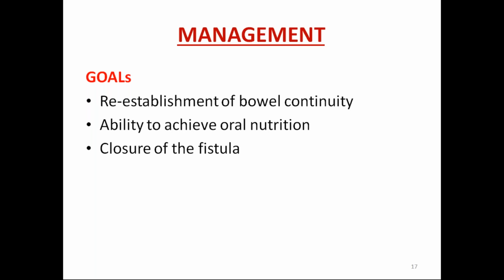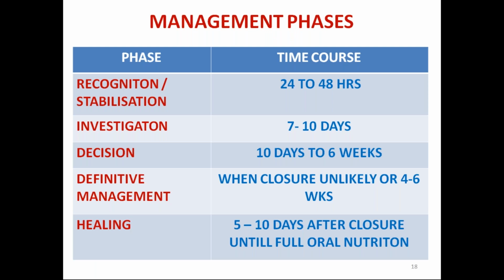So the ability to achieve oral nutrition. Sepsis and mostly the malnutrition should be achieved by oral route only. So what are the management phases? There are five phases: recognition, investigation, decision, definitive management, and healing.